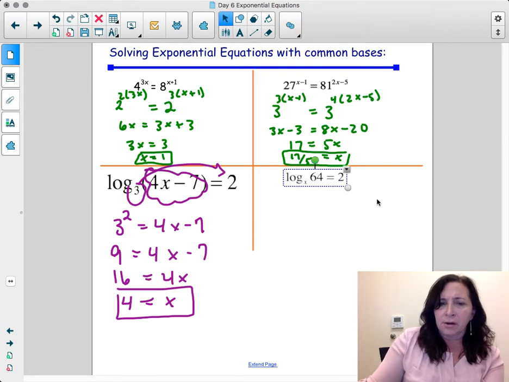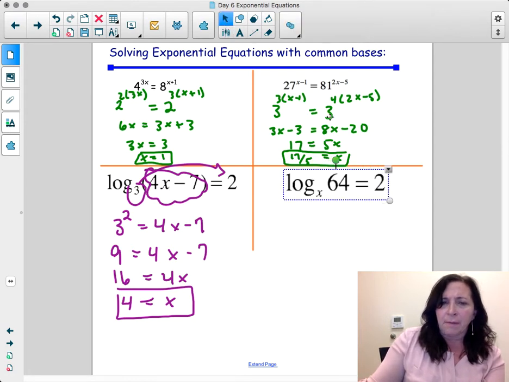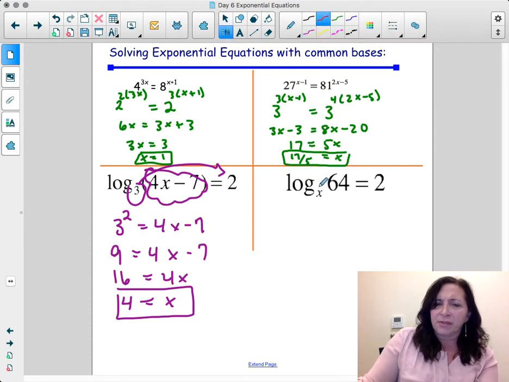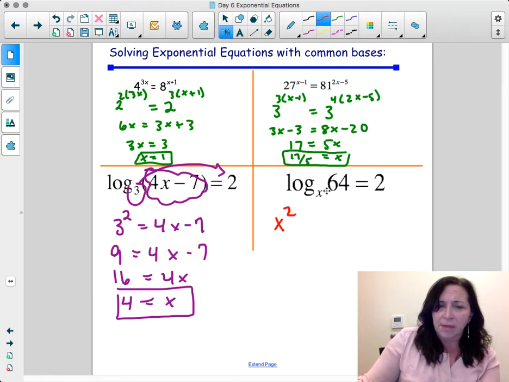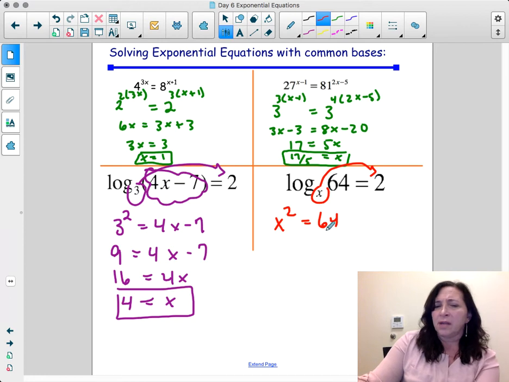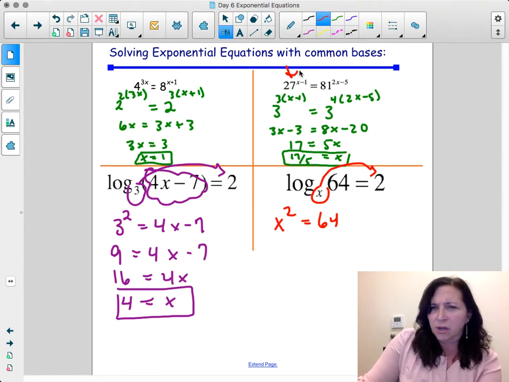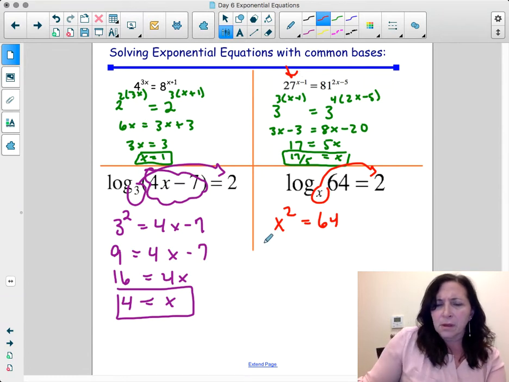This problem right here, I'm trying to make it a little bit bigger. Again, we're going to use the change of base, especially since my base is an x. So we're going to go x to the second power, base 2 across the equal sign, is equal to 64. Now, this is not an exponential problem, whereas these two up here were exponential equations because your variable x was in the power. So what's going to happen here is this is just an equation.